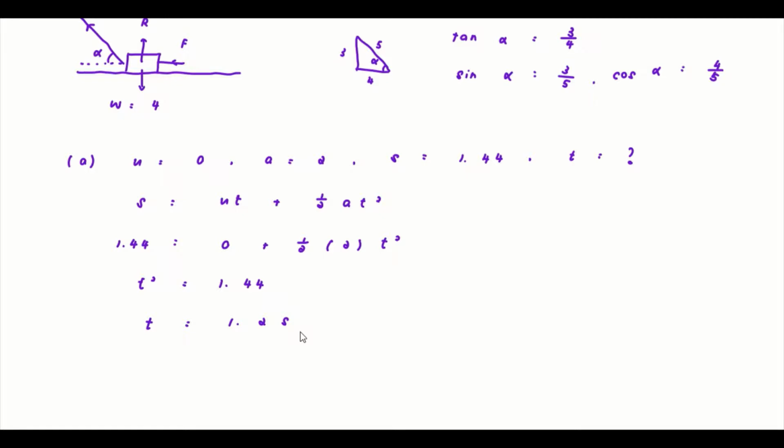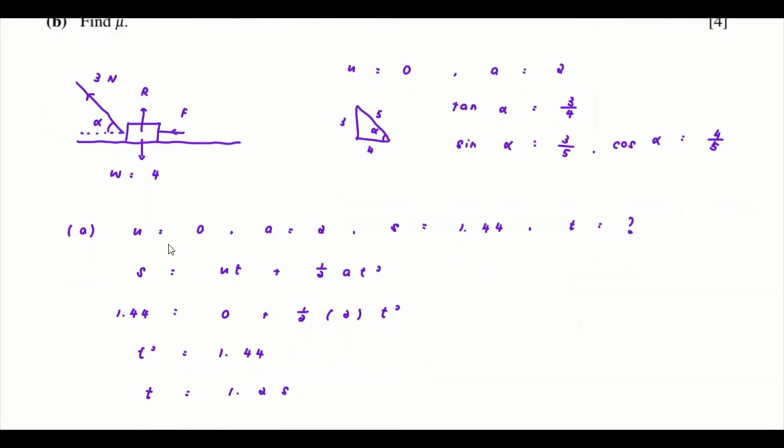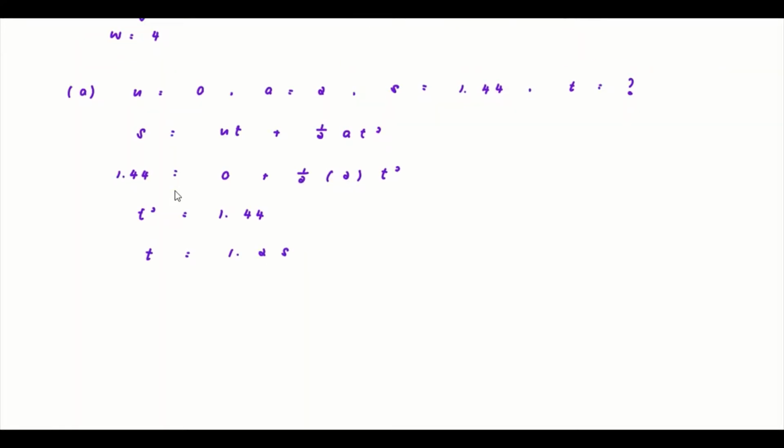Alright, after that, let's look at part B. The question wants us to find mu. We know that the net force of this system is giving us an acceleration of 2, so we can use this idea to help us solve it. But in this case, we might need to find R first, because R here is not only equal to 4. It is going to be affected by the 3 Newton here as well. So it will be easier to find R first. Let's resolve everything in the vertical direction.